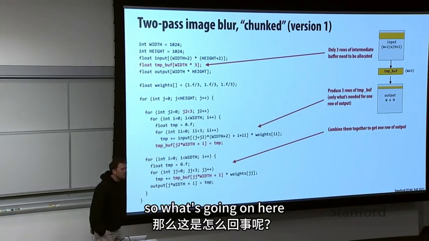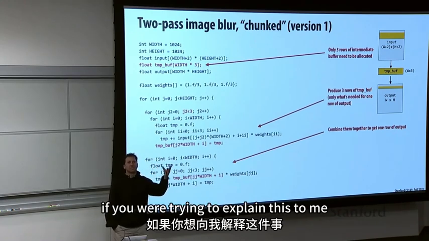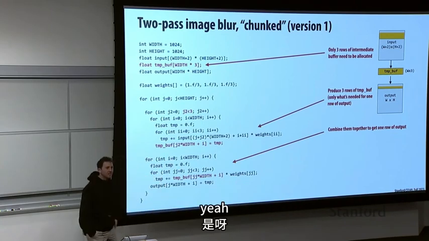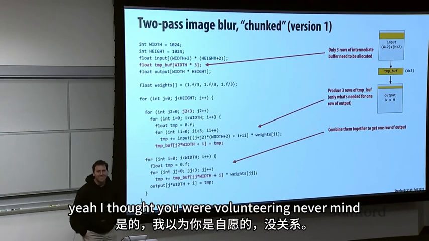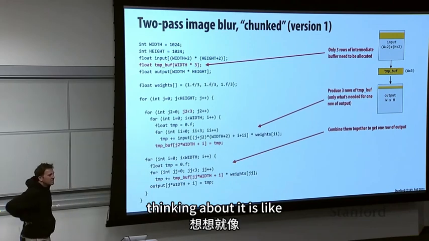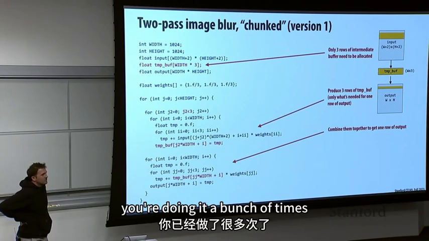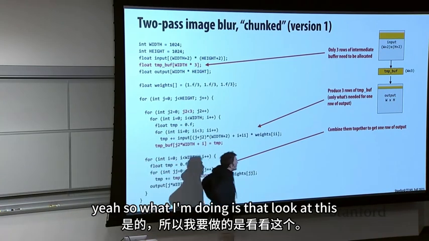Okay. So what's going on here? How could we explain this? Like, if you were trying to explain this to me in office hours in high level language, what's going on here? Yeah. One way I would think about it is you're doing the same algorithm as the last slide, but you're doing it a bunch of times on different chunks of the output. Yeah.